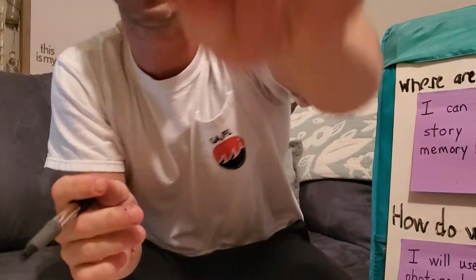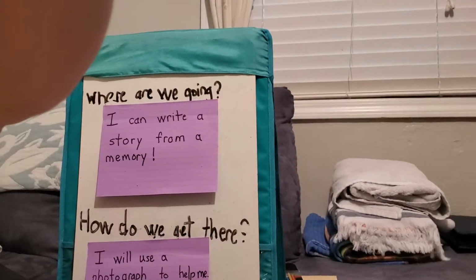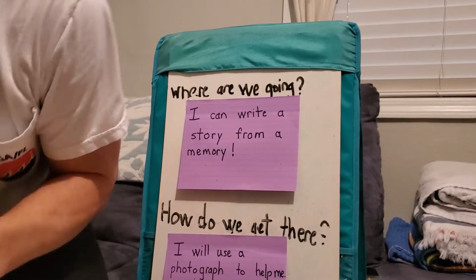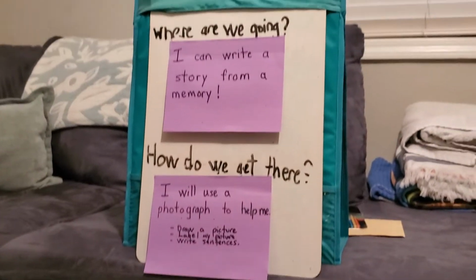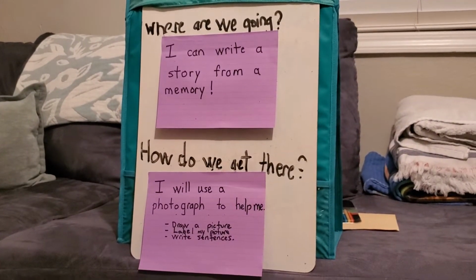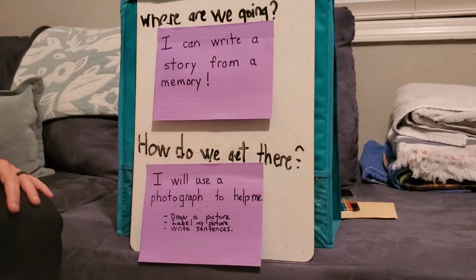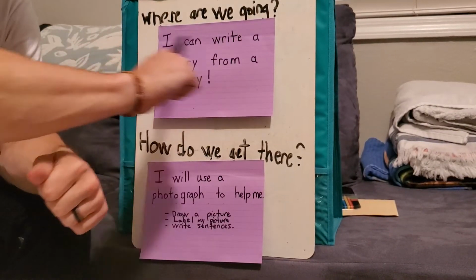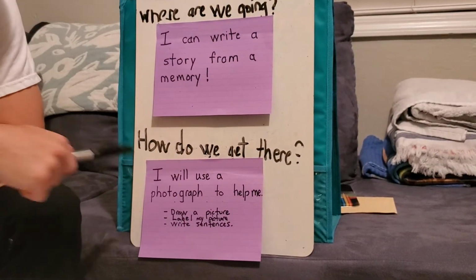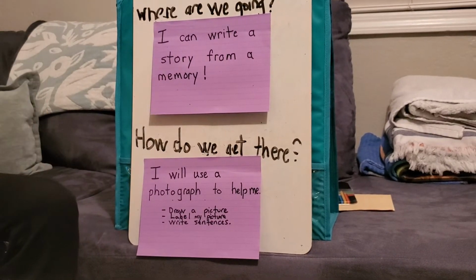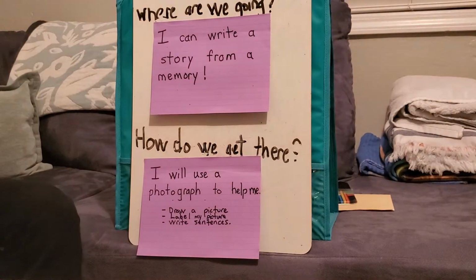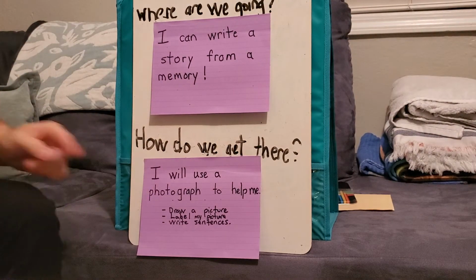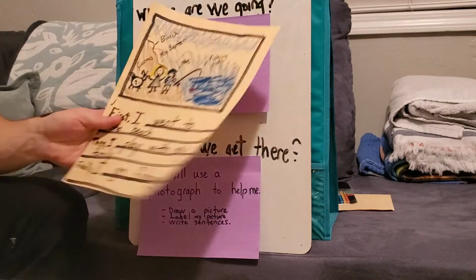Let's look back up here. Hey, guys. Welcome back. How are you guys? Let's take a look. Look at our learning targets and our success criteria. Can you see them? Let me see what you see. All right. Look there. I can write a story from a memory. Well, I do remember being at the beach. So, did we accomplish that? Check. And I will use a photograph. Well, let's see. Did we use a photograph? Yes.